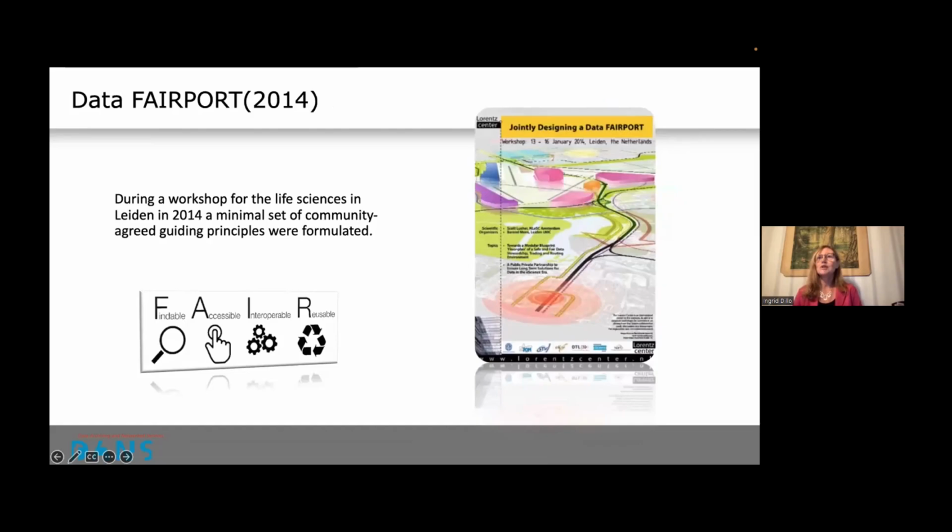So let us first start with the FAIR principles. More or less by accident, I happened to be at their birth in Leiden in 2014. At that time, there was a workshop for the life sciences in Leiden. And at that workshop, a group of people came up with a minimal set of community-agreed guiding principles for, you could say, data sharing.